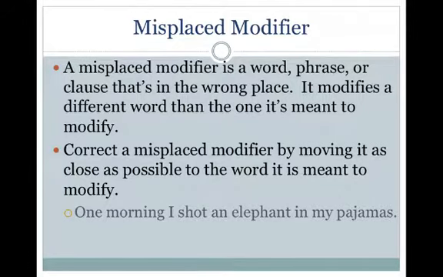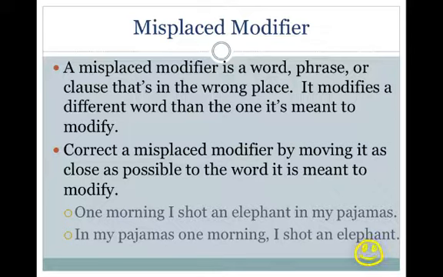For example, if you wrote, "One morning I shot an elephant in my pajamas," it doesn't really make sense. Was the elephant in your pajamas, or were you in your pajamas? To correct this sentence, you should write, "In my pajamas one morning, I shot an elephant."